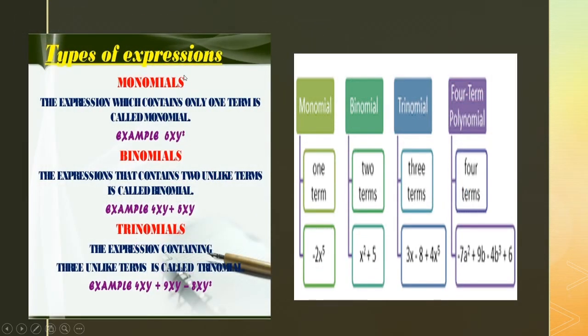Types of expressions. Depending upon the number of terms in the given expression, expressions are divided into monomials, binomials, and trinomials. The expression which contains only one term is called a monomial. The expression that contains two unlike terms is called a binomial, and the expression containing three unlike terms is called a trinomial. Here, monomial: 1 term, example minus 2x to the power of 5; binomial: 2 terms, x square plus 5; trinomial: 3 terms, 3x minus 8 plus 4x to the power of 5; polynomial: 4 terms, minus 7a square plus 9b minus 4b cube plus 6.